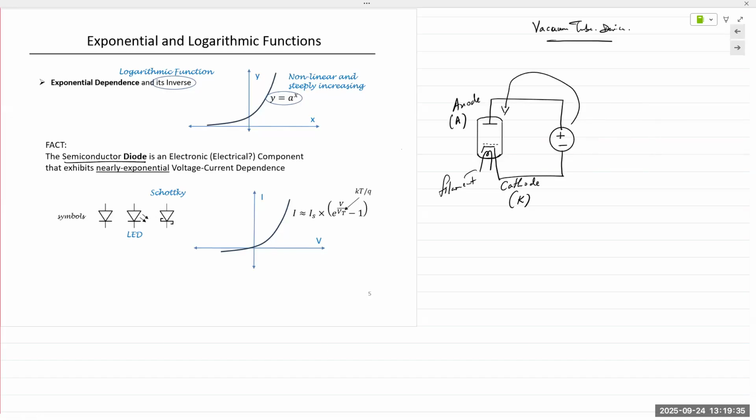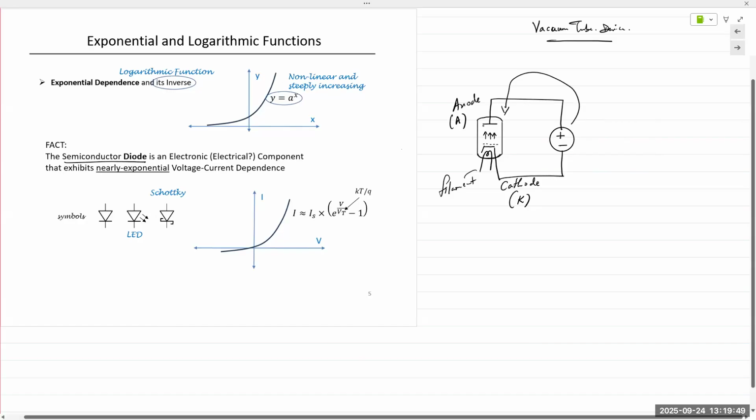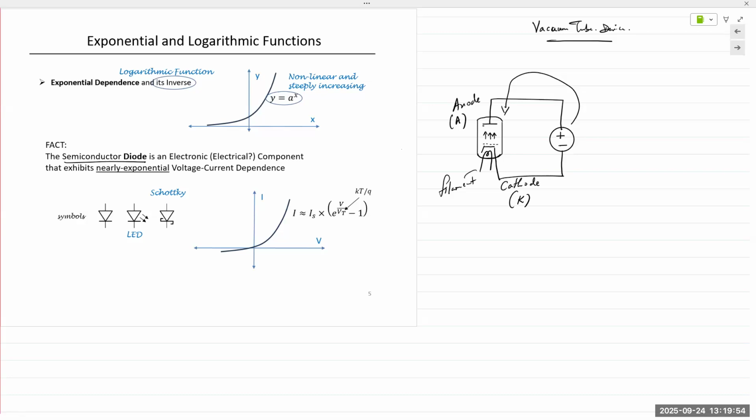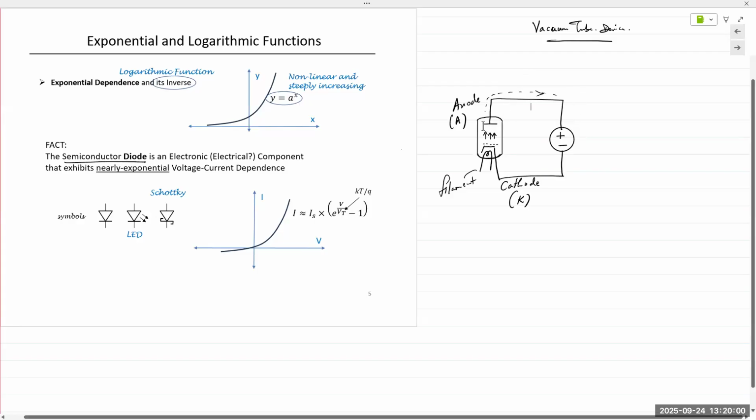You just gave me the answer. Opposite charges attract. You have a positive terminal, positive charge at the anode. Electrons are negatively charged, so electrons are attracted towards the anode. They go towards the anode, combine, and start moving in this direction. So electrons start flowing in the circuit.